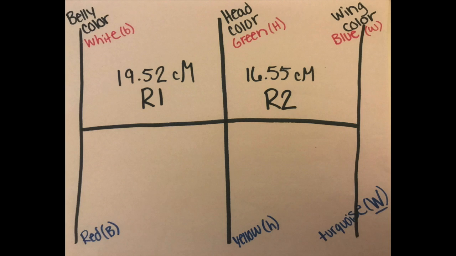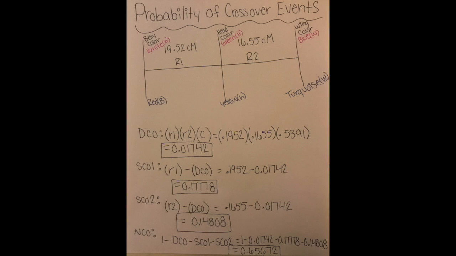Here we see the genetic map for the cross between the two green-cheeked conures. We see that R1 is 19.52 centimorgans and R2 is 16.55 centimorgans. The mother's genotype is shown on top and the father's is shown on the bottom. Now I'm going to show you how to find the probability of the crossover events.